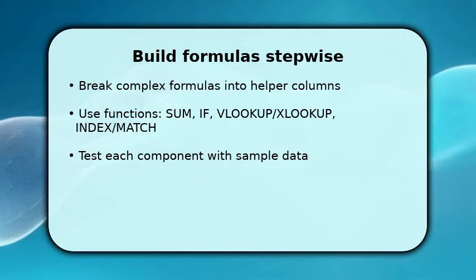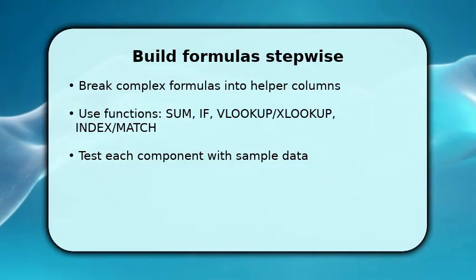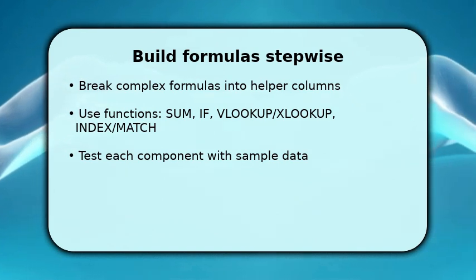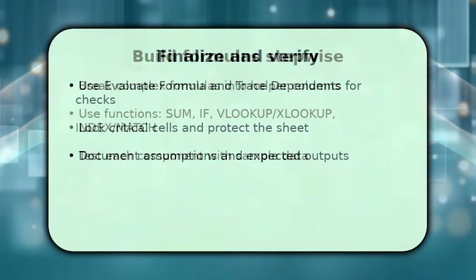evaluation order. Make sure to use absolute references when copying formulas across rows. If performance slows, convert volatile functions to static or use fewer arrays. You finish by validating and protecting your work.